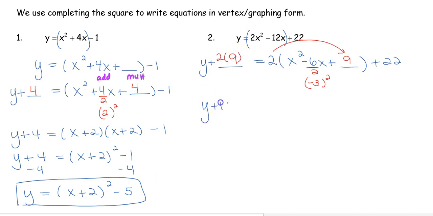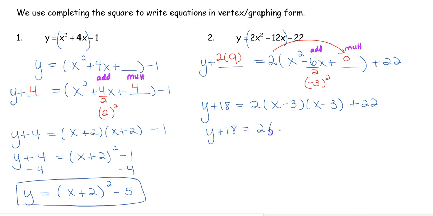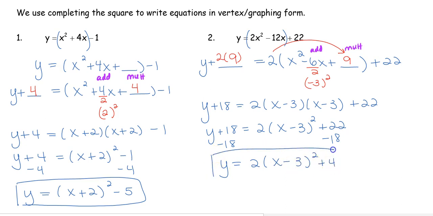So we've got y plus 18 is equal to, when we go to our factoring step, remember we're looking for two numbers that multiply the outside and add to the middle. That's a -3 and a -3. Now that we have those two binomials that are the same, I can rewrite that as x minus 3 quantity squared. Last step is to move that 18 over, giving us y equals 2 parentheses x minus 3 quantity squared plus 4. So that's the equation of our parabola in graphing form, giving us our vertex.